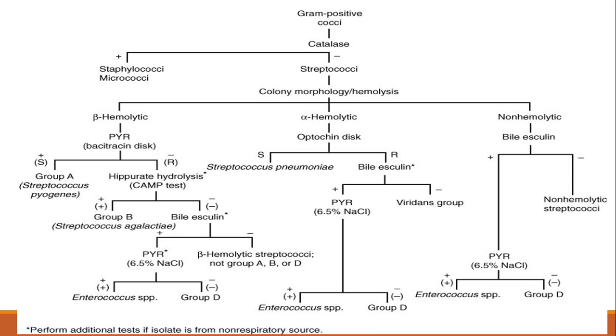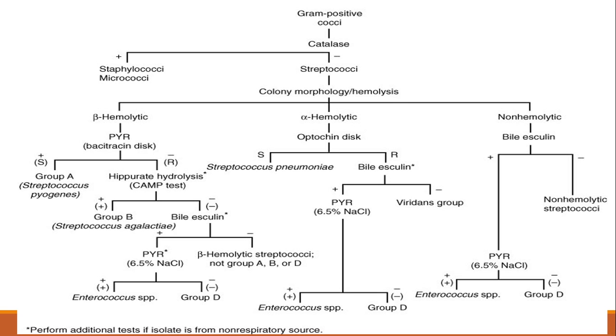Okay? If it's negative for those tests, I want to look for group B strep because that's also beta hemolytic, right? So I would do the hippurate hydrolysis test or maybe the CAMP test. Group B strep is positive for both of those, whereas other kinds of strep are going to be negative. If it's negative, then I've got maybe an Enterococcus or a group D. So I would do the bile esculin. Enterococcus and group D are positive for esculin, whereas other kinds of beta hemolytic strep are negative. If it's positive, then I want to do the PYR or sodium chloride test to differentiate between Enterococcus and group D.